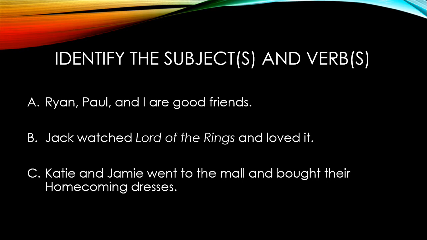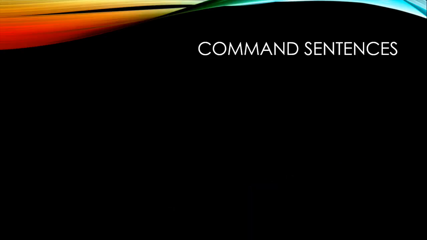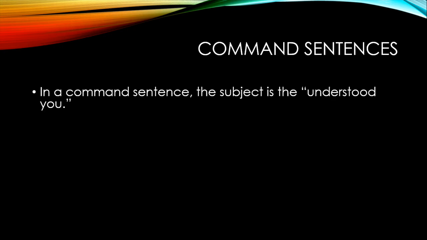Okay, if that wasn't complicated enough for you, we actually have some things that are even more complicated in learning the simple subject. So this is about finding the not so simple subject. Command sentences. In a command sentence, the subject is the understood you. The subject isn't actually in the sentence. So for example, if I say, close the door, close is the action, and I'm asking you to do it. So it's an understood you.